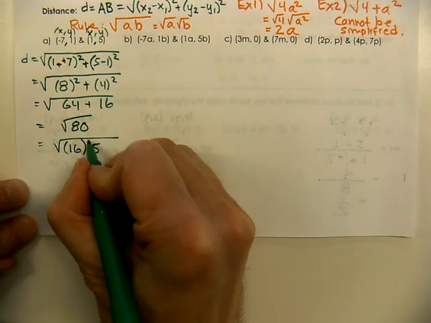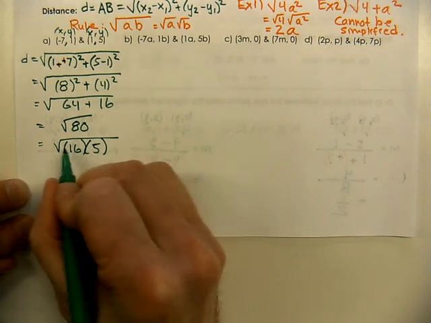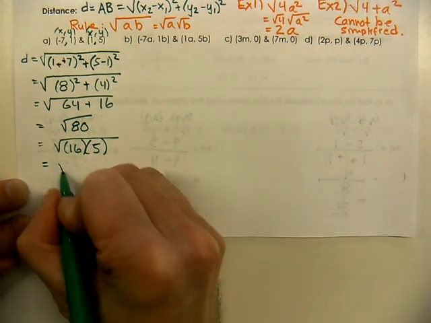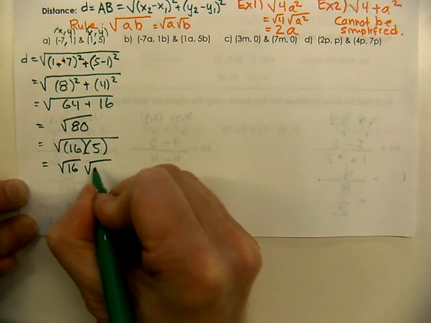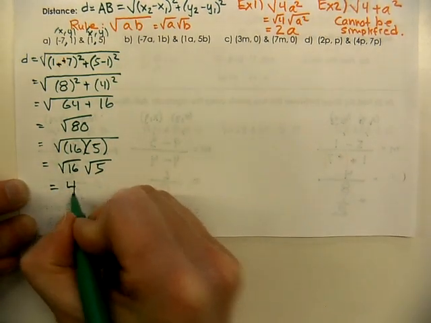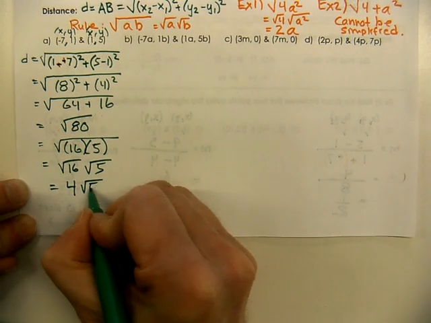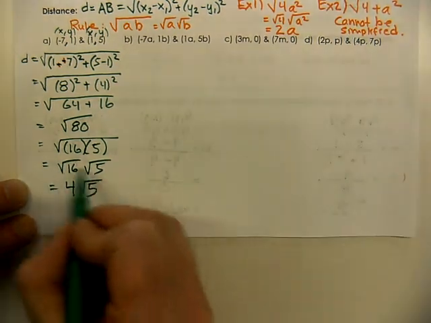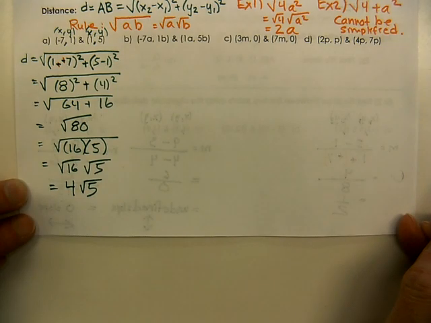A little bit of guess and check will help us figure out that 16 times 5 are the factors of 80. That means you can take the square root of 16 independently from the square root of 5. And the square root of 16 is 4. 5 is not a perfect square, so that remains a 5. So that's our reduced radical form. No decimals here, we're just reducing the radicals.